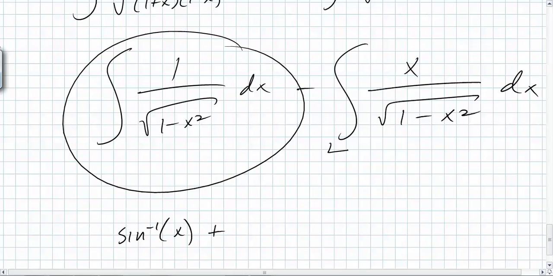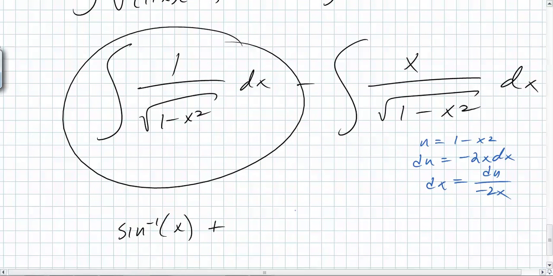And then what do you have to use to do this one? Trig sub? Do you need trig sub? No, you have a u. You can just use u, right? Yeah. What's u going to be in this case? What do you think u should be? How about 1 minus x squared? Because now you have du is equal to negative 2x dx. So dx is equal to du over negative 2x.